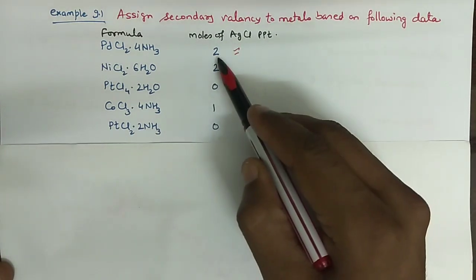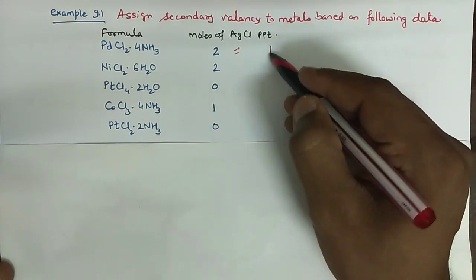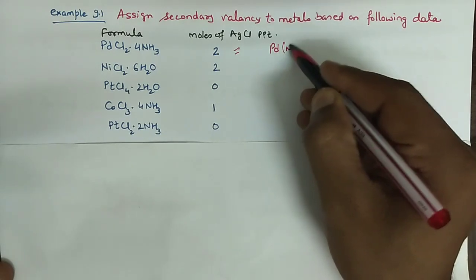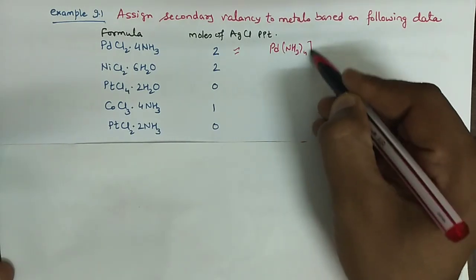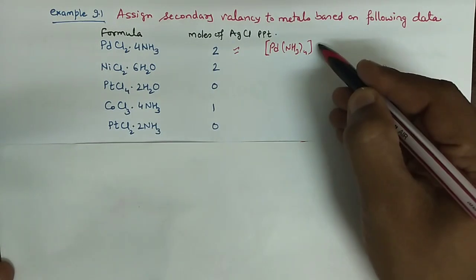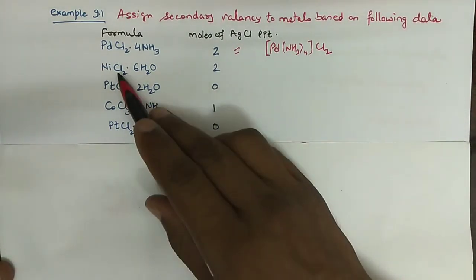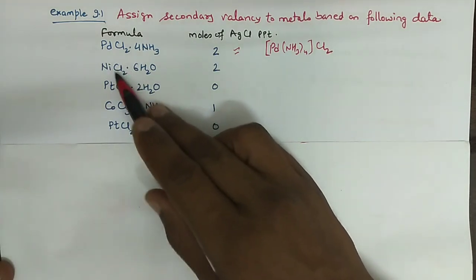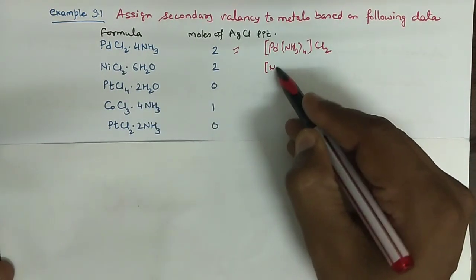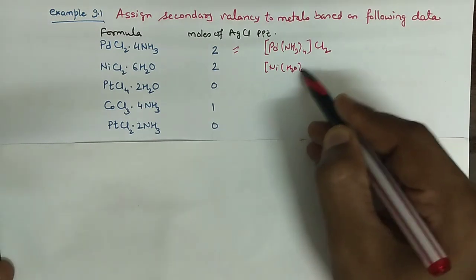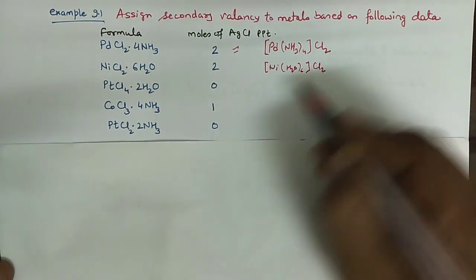Since it has 2 chlorides ionized, we can write it as palladium with 4 ammonia in brackets, and outside this bracket we can put here 2 chloride. And similarly for this you are going to put these 2 chlorides outside. Here is nickel with 6 water molecules intact and 2 chloride outside.